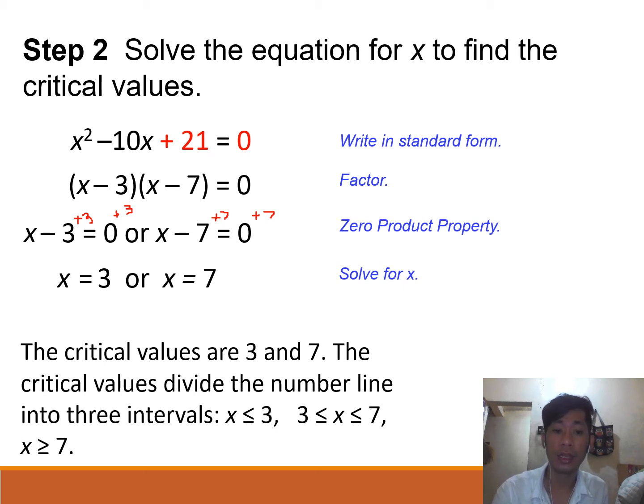So, the critical values divide the number line into 3 intervals. So, this is the first interval. This is the second interval. This is the third interval. By the way, dito lamang po nagpapalit yung numbers. Same pa rin po yung symbol ng mga intervals natin.